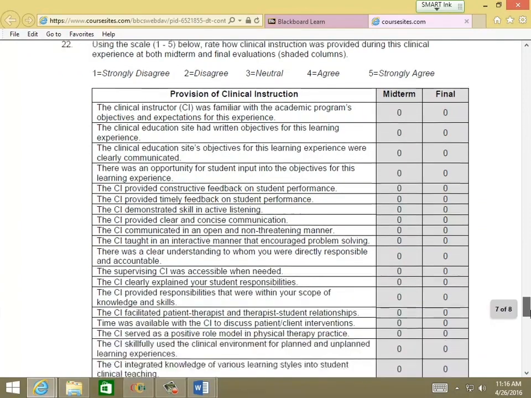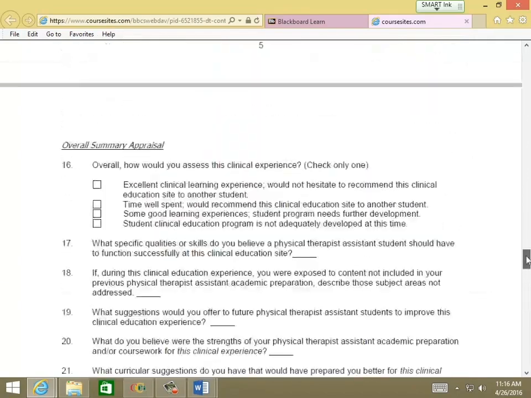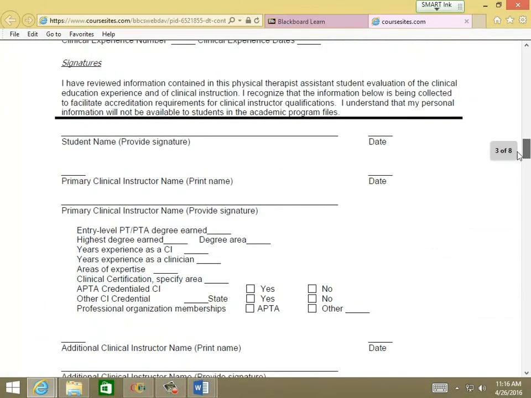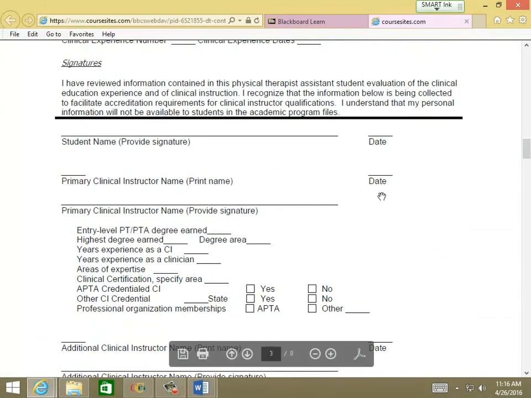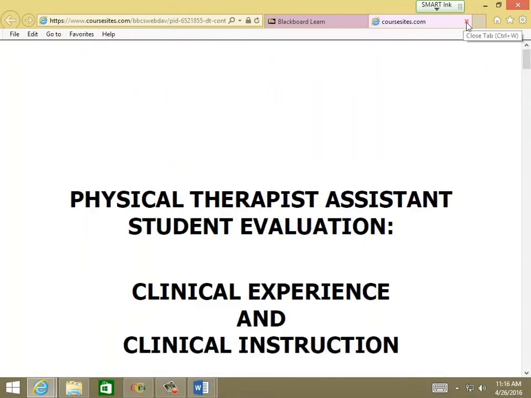This form is available for your review online if you'd like to review the specific criteria. On the last day of the clinical, the student will ask you as the clinical instructor to sign off on the signature page at the beginning of this document, and the student is required to get your signature in order to successfully complete the experience.